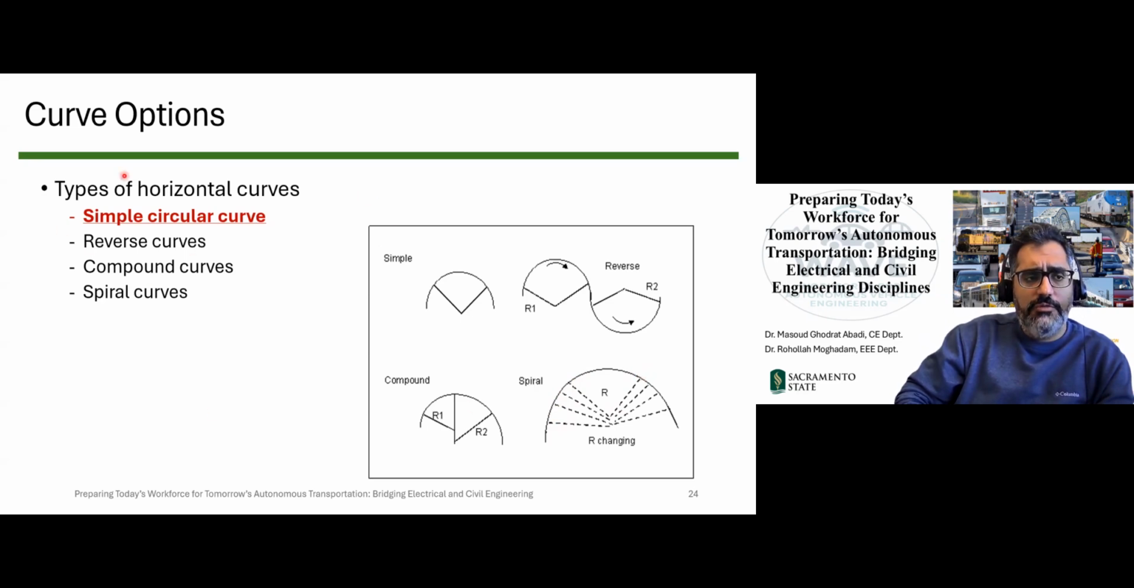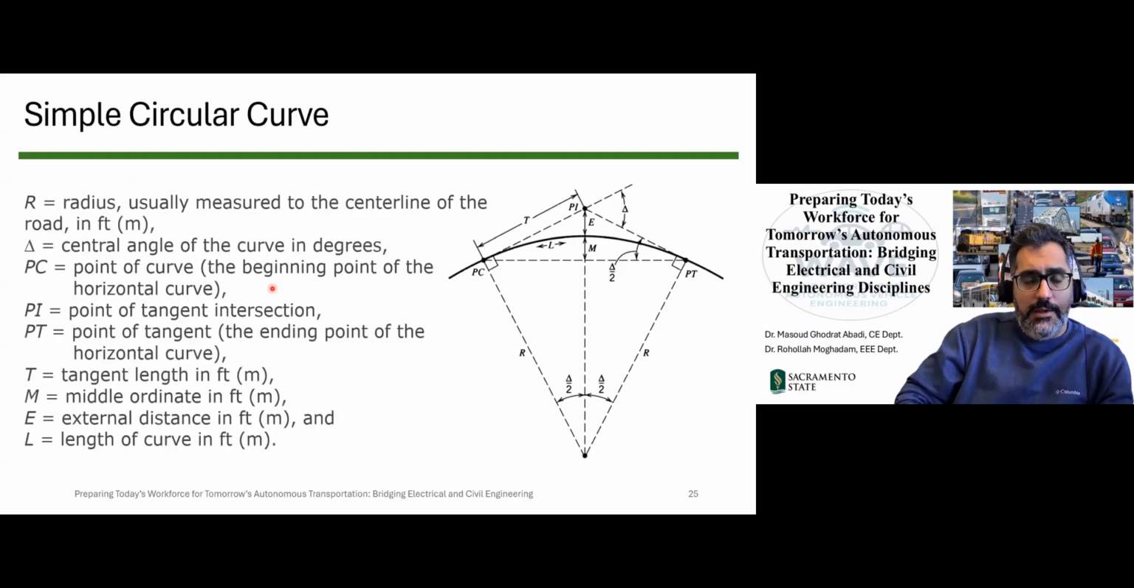Here, we want to only focus on simple circular curves. Now, let's look at different parts of a circular curve. Similar or equivalent to what we had on vertical alignment, that was PVC, PVT, and PVI, we have 3 points that show start, end, and intersect. So PC, or point of curvature, this is the start of our curve. So there is an initial tangent.